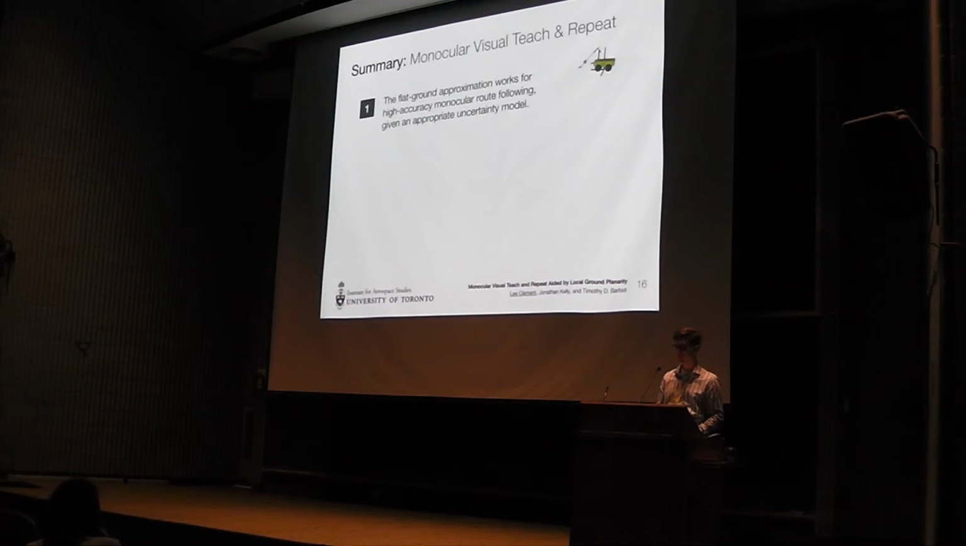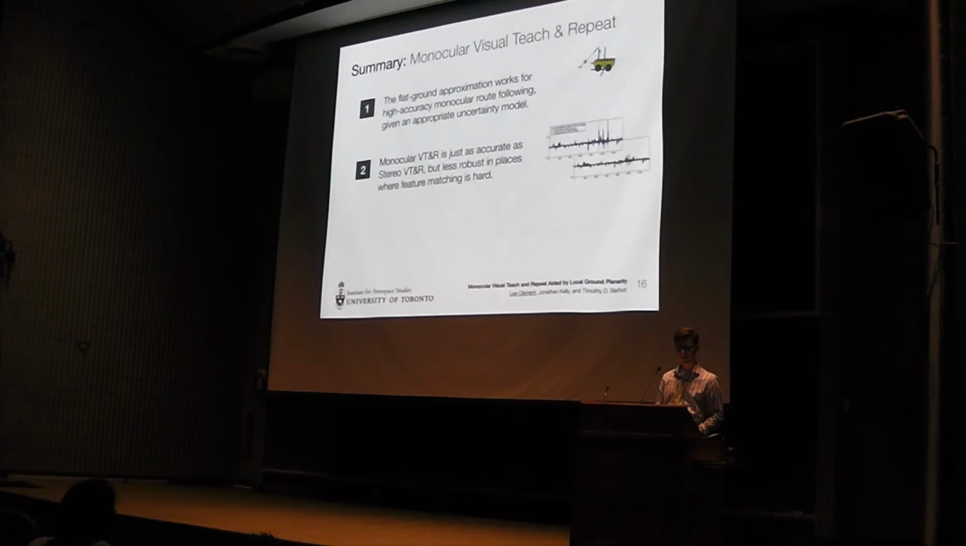So just to sum up, we've shown that the flat ground approximation is actually pretty good for doing high accuracy monocular route following, as long as you have an appropriate uncertainty model to account for the fact that the ground is not completely flat. In terms of comparing it against the stereo pipeline, we found that when it's working, it's working just as well as stereo, but it's a little bit less robust in cases where feature matching is difficult. And it's reasonable to think that we could probably get around some of this by doing a better job of modeling what the uncertainty should be in those cases.